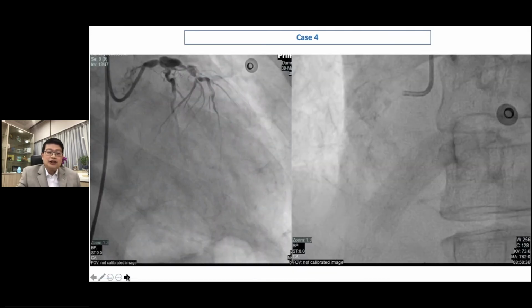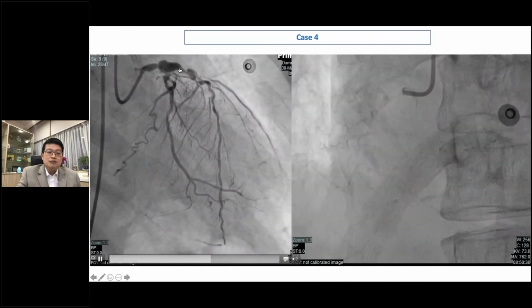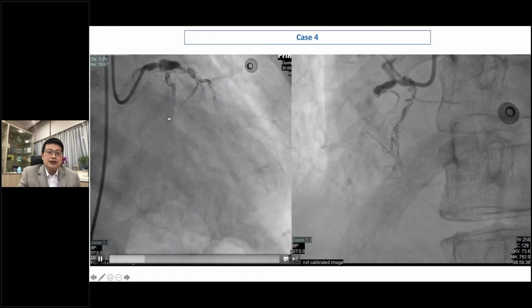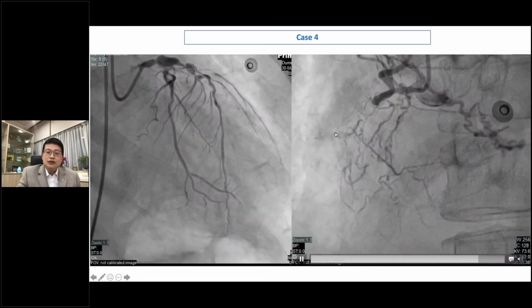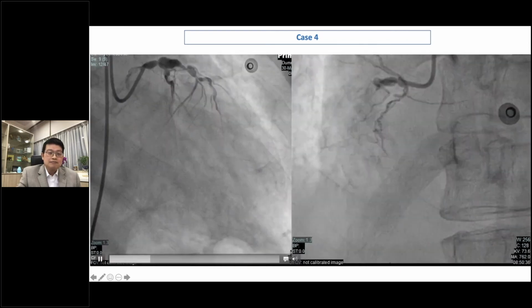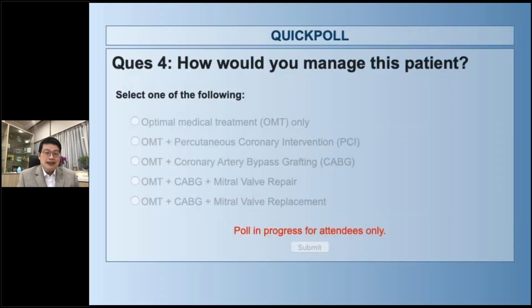And this is his coronary angiogram. So you can see a tight left main stenosis there, multiple stenosis in the LAD, critical stenosis of the circumflex and diagonal, and his right coronary was occluded. So a question for you, how would you manage this patient? Optimal medical treatment only, or with PCI, or with CABG, or with CABG plus a mitral valve repair, or CABG plus mitral valve replacement?